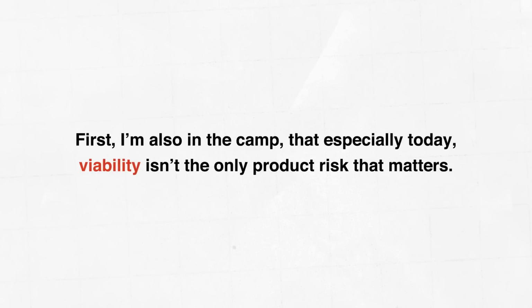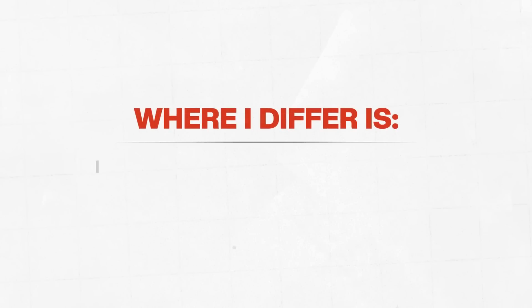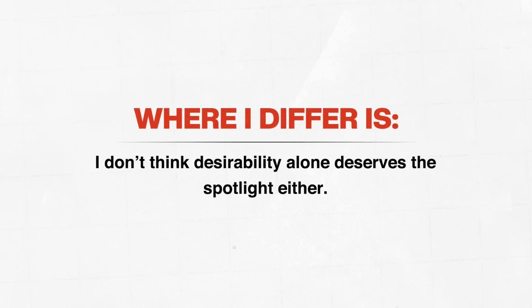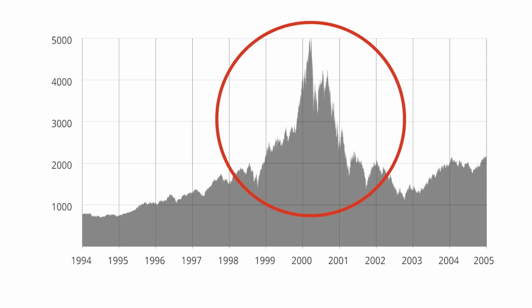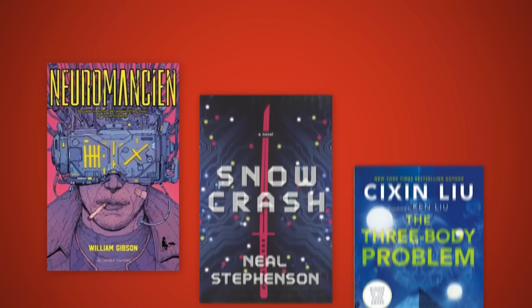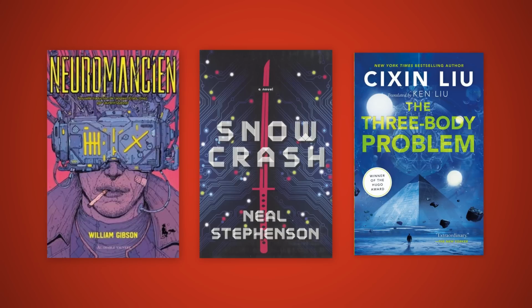First, I'm also in the camp that especially today, viability isn't the only product risk that matters. And so we need another term to move beyond just putting the spotlight on viability. Where I differ, though, is I don't believe desirability alone deserves that spotlight. You can build a highly desirable product, but if you don't address viability too, the product will die a quick death. Remember the dot-com days. And what about feasibility? We take that for granted, but science fiction novels are full of highly desirable and potentially viable ideas that we simply don't know how to build today.